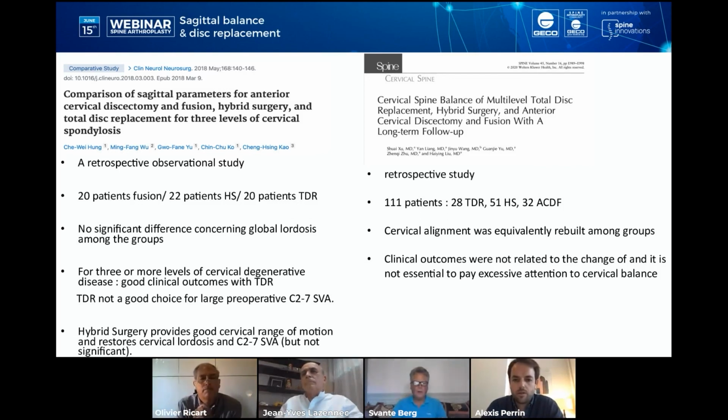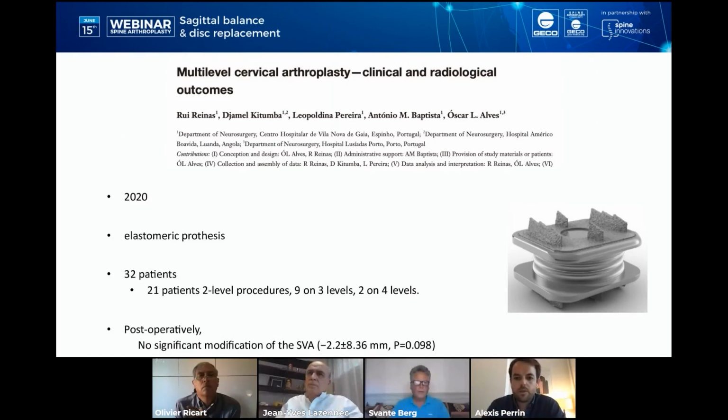In the second study, on the right, the author found that cervical alignment was equivalently rebuilt among the groups, and the clinical outcomes were not related to the change. So he concluded that it was not essential to pay excessive attention to cervical balance. A last study, published in 2020, concerning a viscoelastic prosthesis, found that at follow-up there was no significant modification of the SVA. Thank you for your attention.